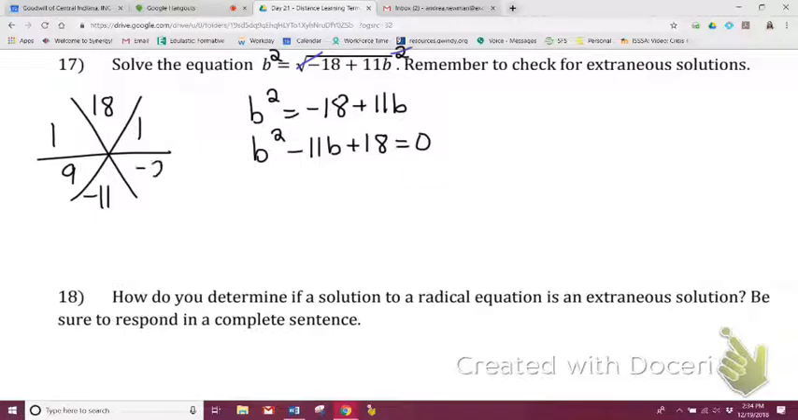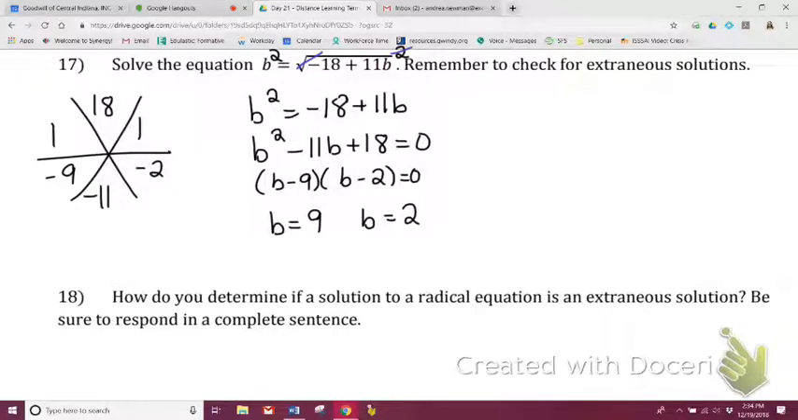How about negative 9 and negative 2? So that gives us factors of b minus 9, b minus 2. How do you get your solutions? So set them both equal to 0, which means b equals 9, b equals 2.